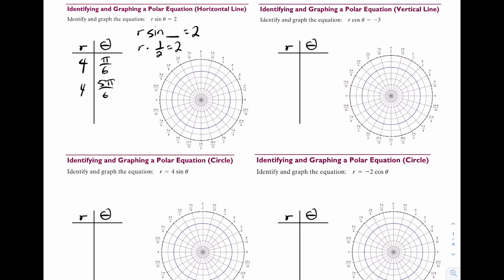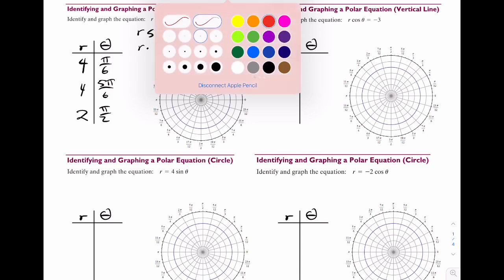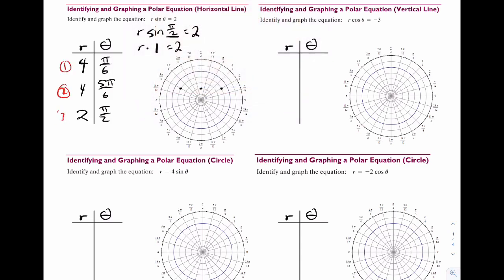So now let's think of another good angle. Pi over 2. Because what's sine pi over 2? That's 1. So if I have pi over 2, let's solve for r. r must be 2. Let's graph those points. 4, pi over 6, 4, 5 pi over 6, and 2, pi over 2. Let's label them 1, 2, 3, and let's connect them. And you'll notice that they make a horizontal line.